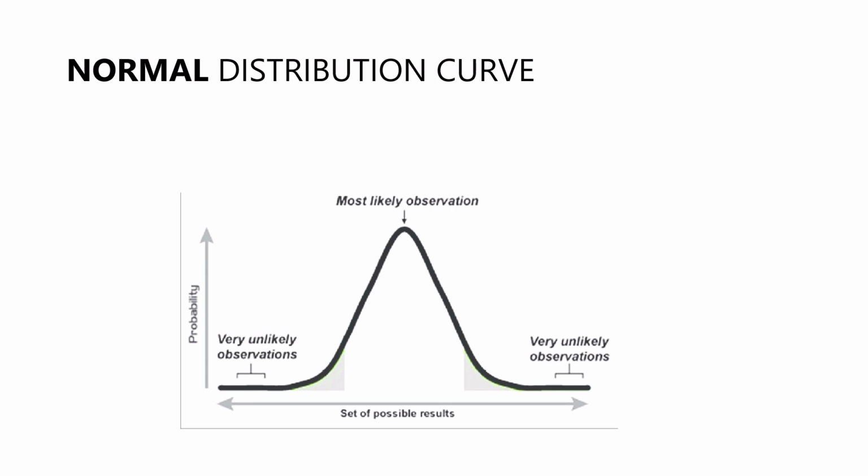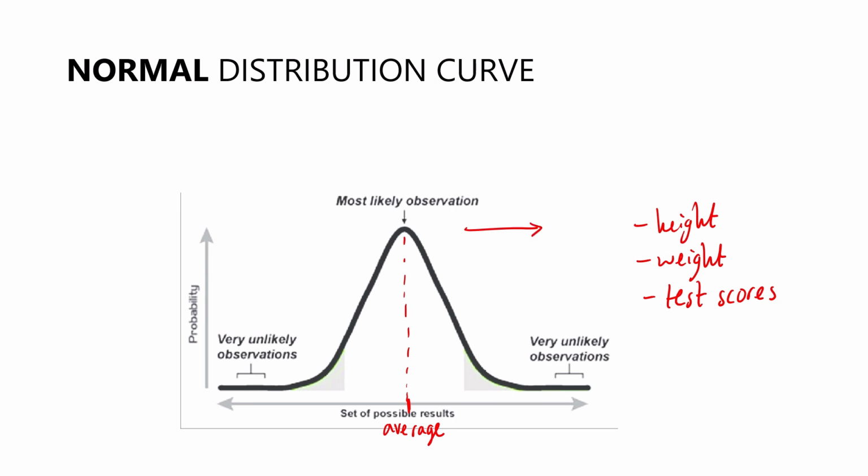It's because in many situations, for example, height, weight, or even test scores, most people score around the average, which is what you would expect. And the average in a normal distribution curve is right in the middle. This is something that you ought to remember. The further you go from the average, the fewer people you find.